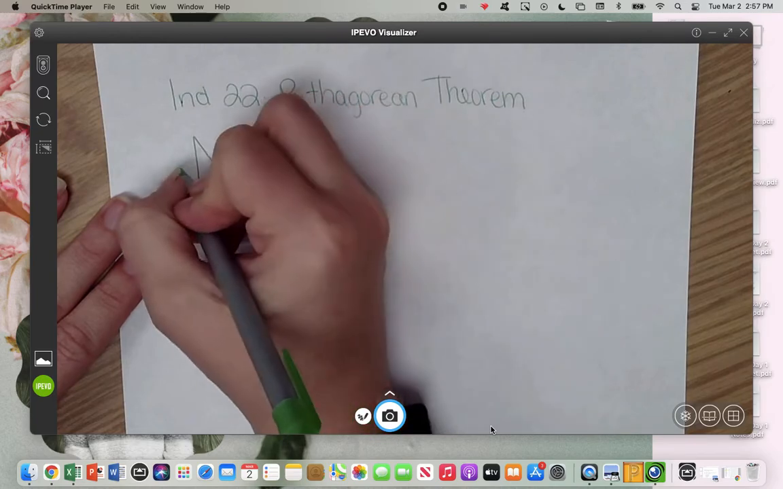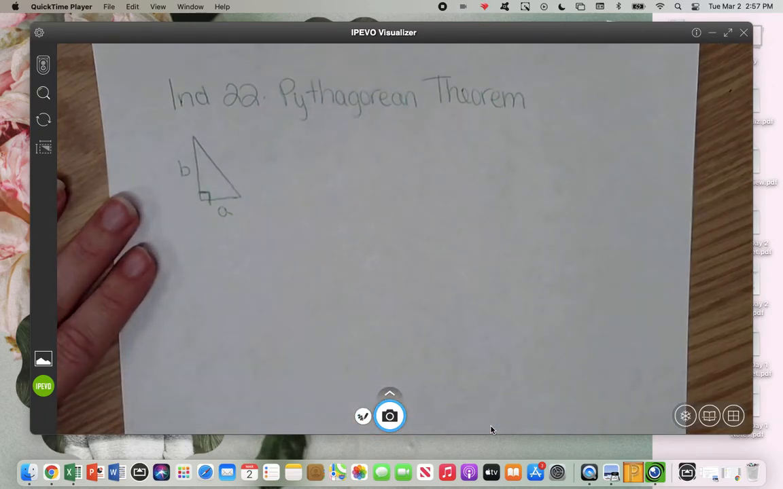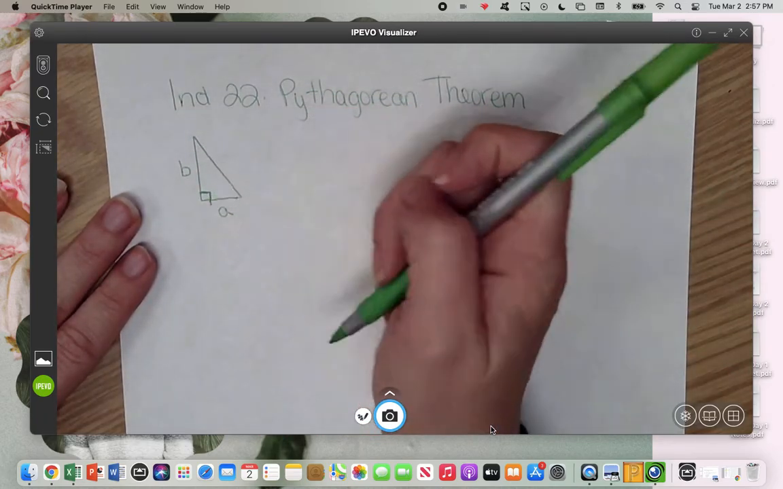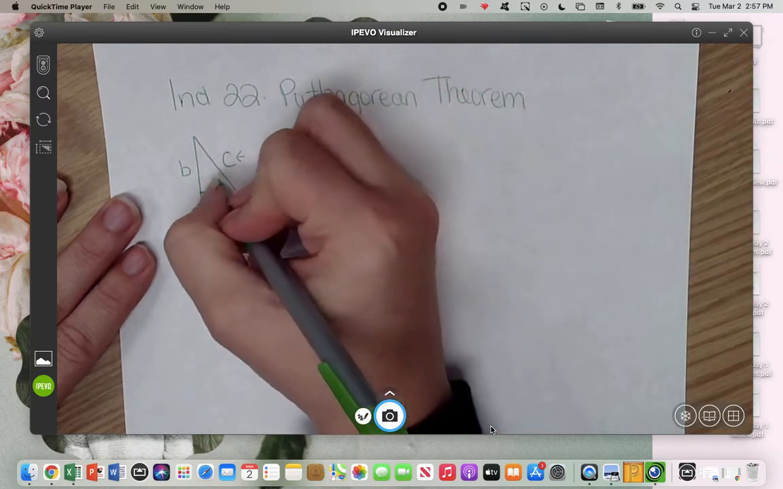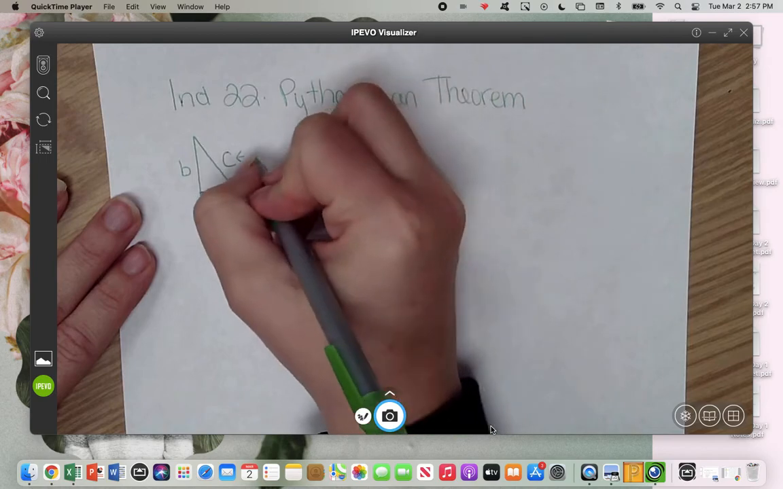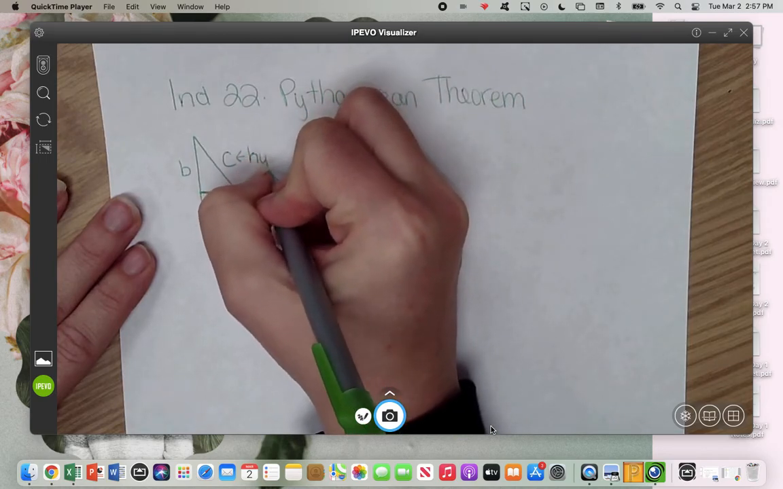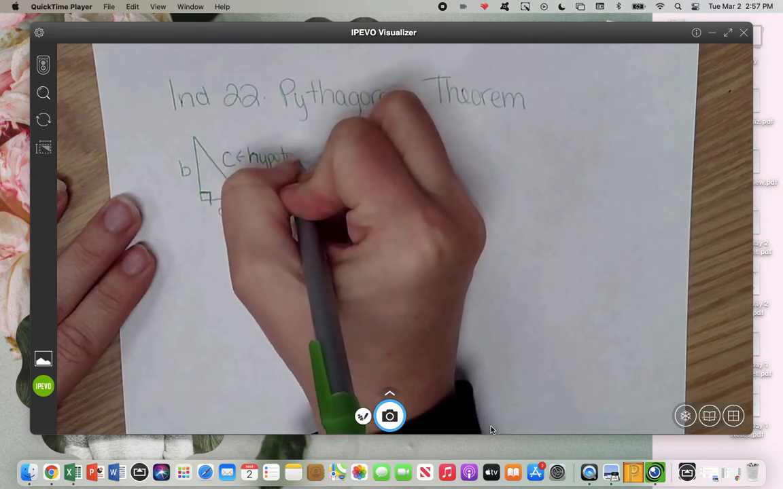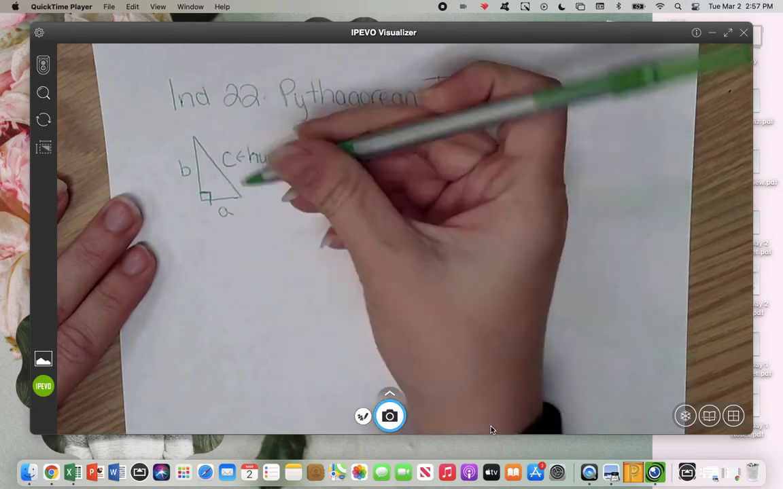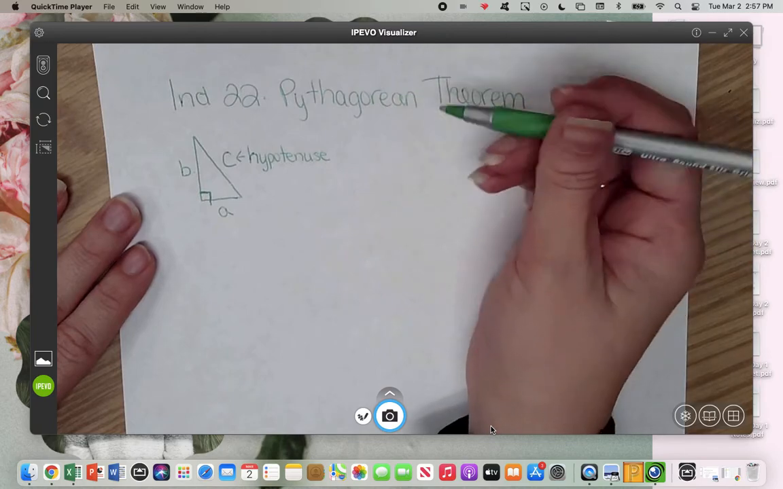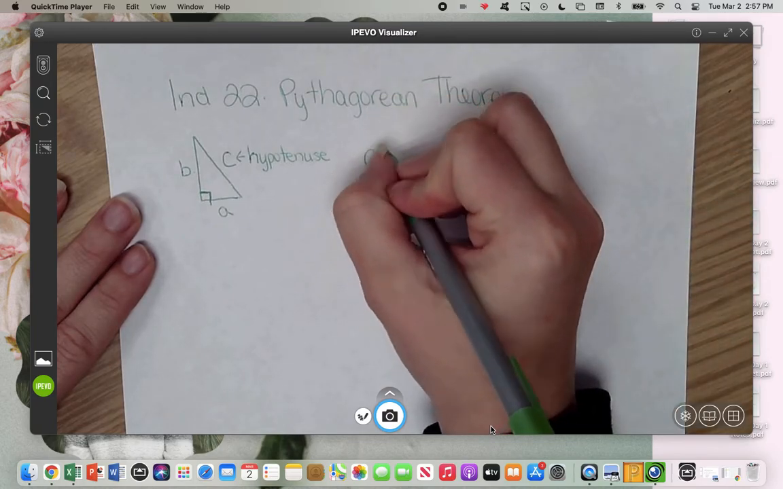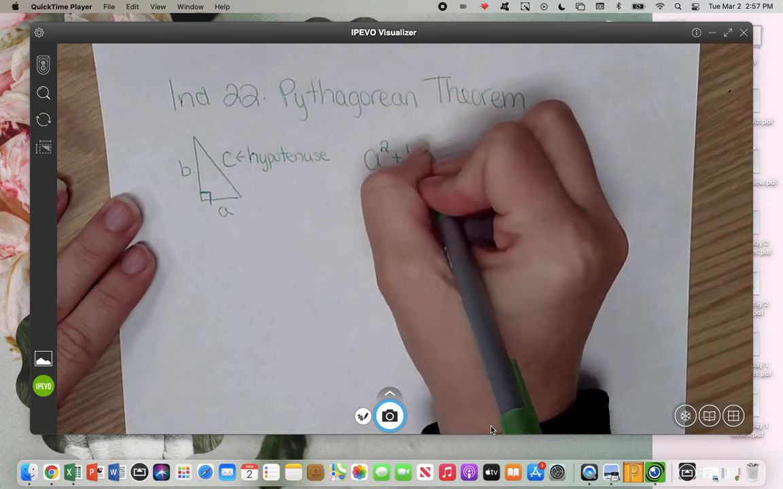We always label our sides that make the right angle A and B, we call those legs. And then C is opposite that right angle, that diagonal, that we always call the hypotenuse. So A and B, the legs, it actually doesn't matter which one you call A and which one you call B. But the Pythagorean theorem is a squared plus b squared equals c squared.